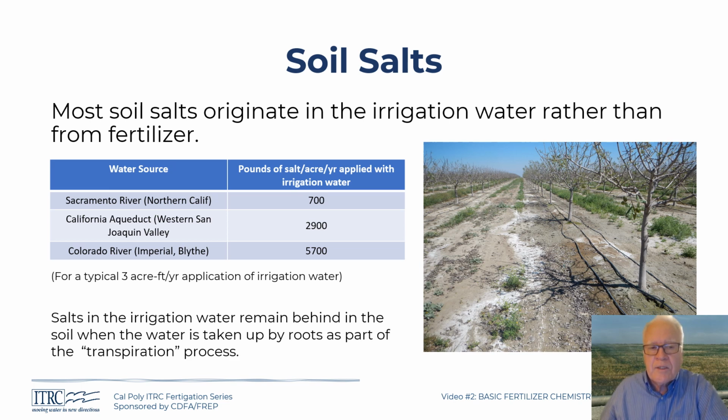Now, the last sentence here on the left says that salts in irrigation water remain behind in the soil when the water is taken up by the roots, or in this picture what you see is it's evaporating off, and so the salt just stays behind. So the water goes into the roots, and not a lot of salt goes into the roots. It stays behind, and basically it makes it more and more difficult for the roots to take the water up as the salt becomes more concentrated.